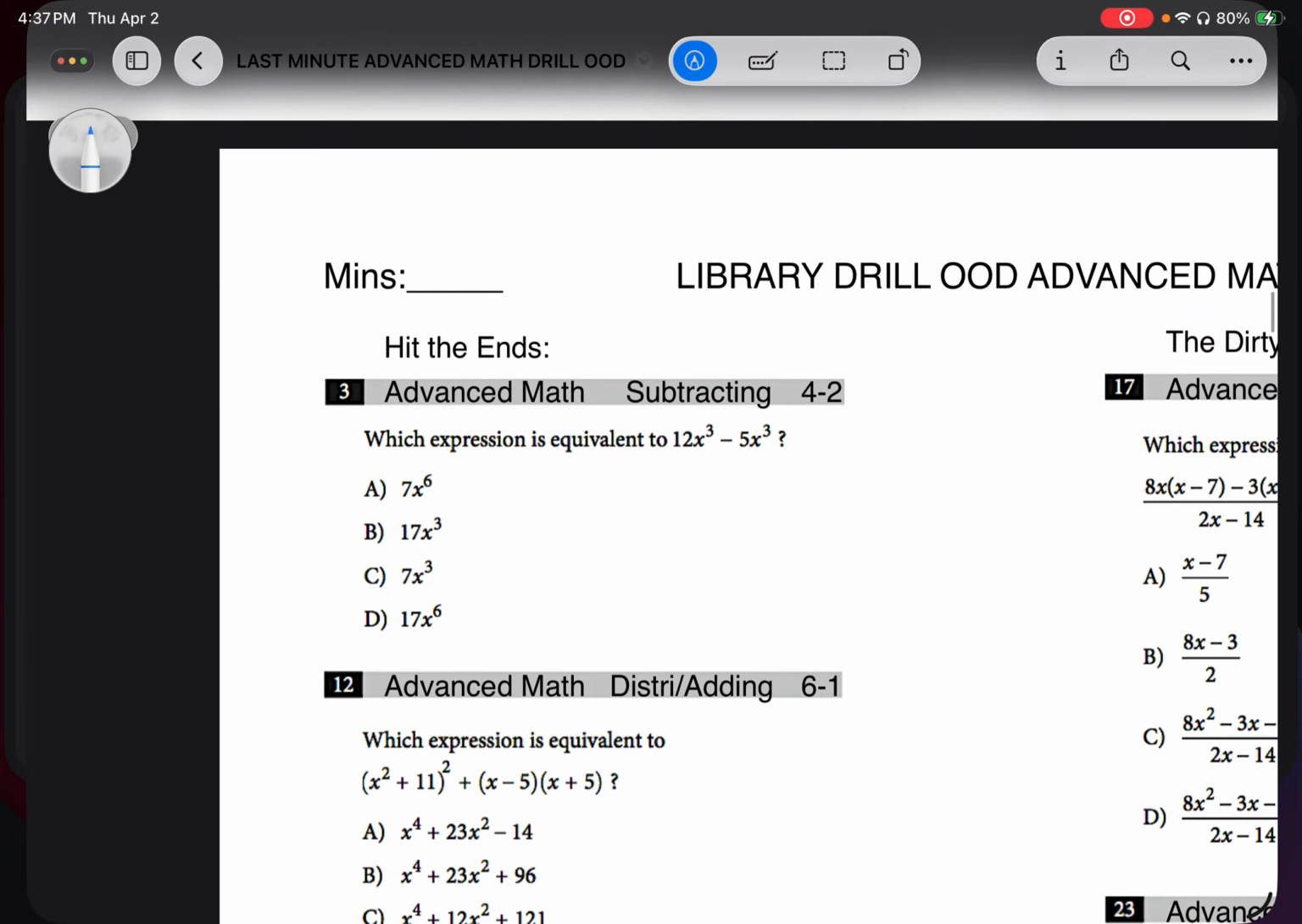This first question, number 3. It's actually an easy question. It's a low end question. If we take a look at this question, we have 12x cubed minus 5x cubed. Subtract 12 minus 5, that's going to be 7, and it's got to be 7x cubed.